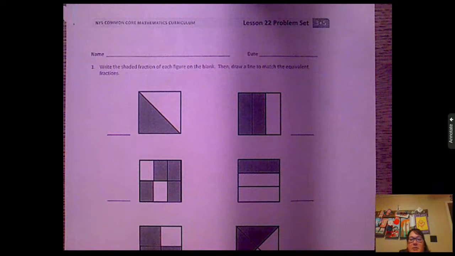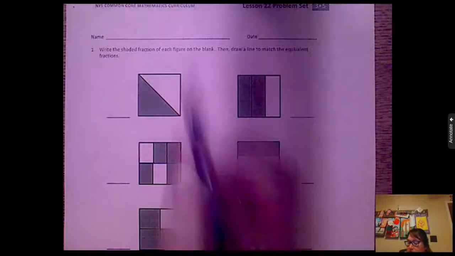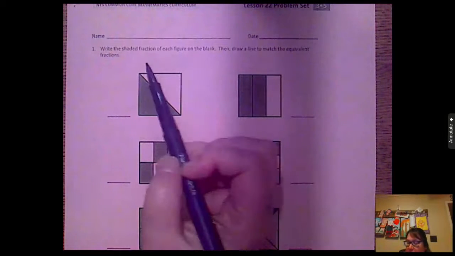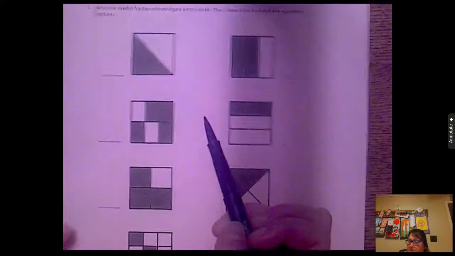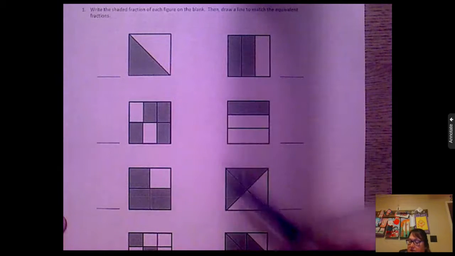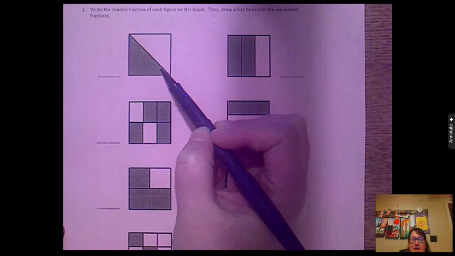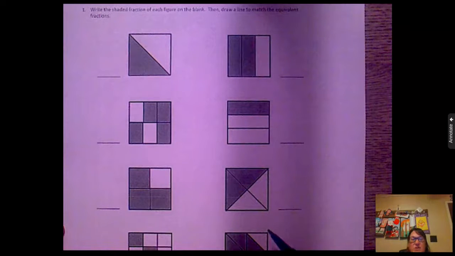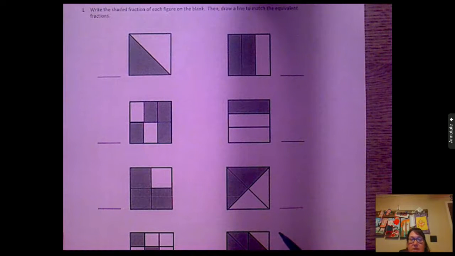If you need to grab your problem set, we just need your problem set and a pencil today. Go ahead and put your name and date on your paper if you don't already have it, and then let's jump right in. Let's read the directions for number 1. Number 1 says to write the shaded fraction of each figure on the blank, then draw a line to match the equivalent fractions. So we are going to label all the fractions, and then we're going to draw lines to connect equivalent or equal fractions from this column to this column over here. First, let's just go through and really quickly label the fractions.